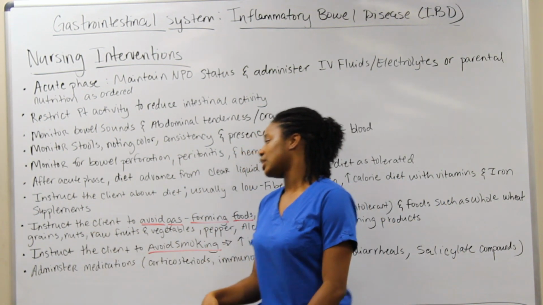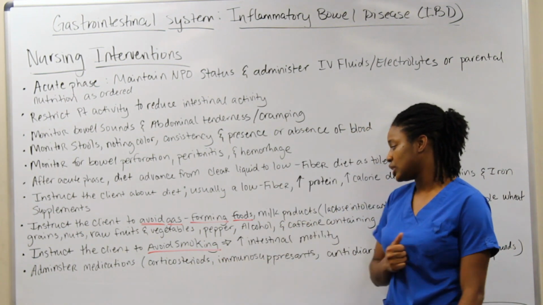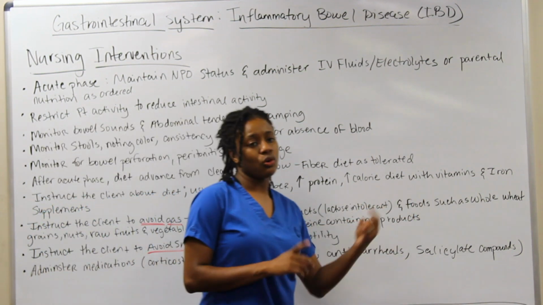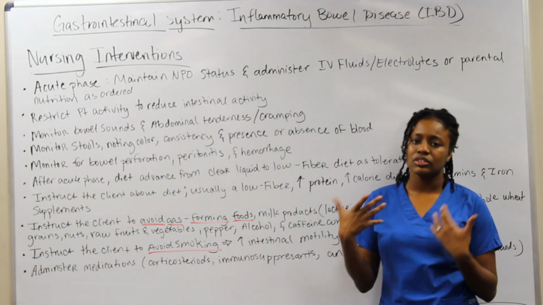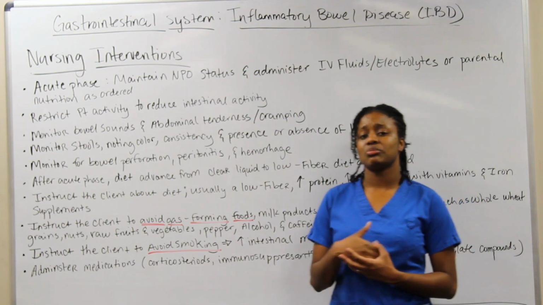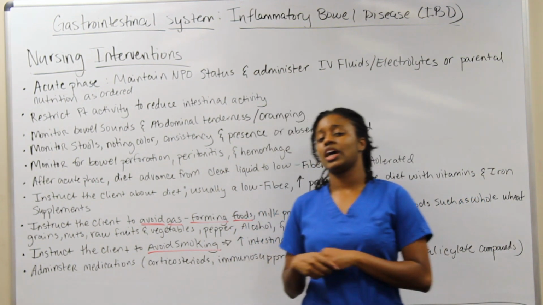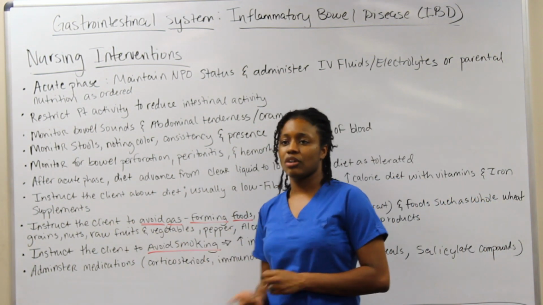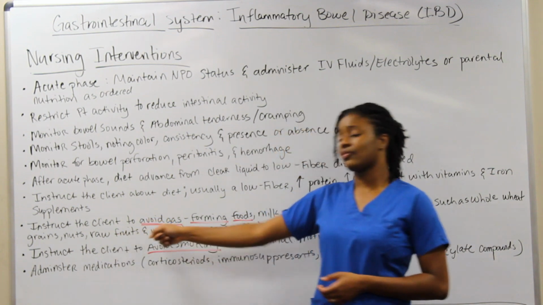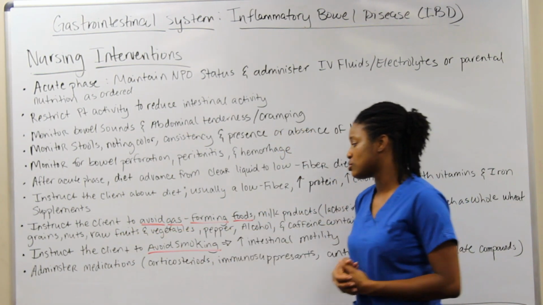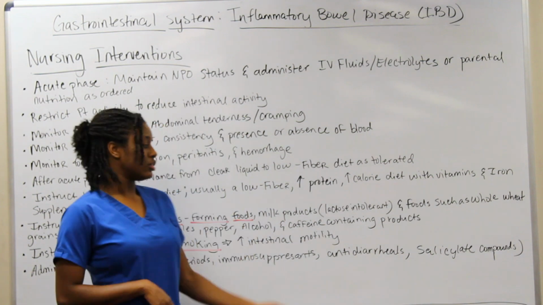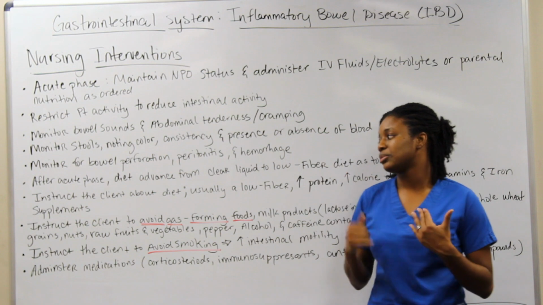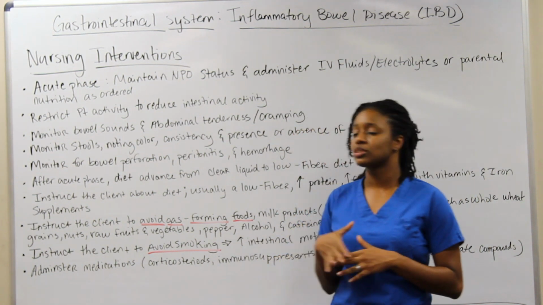Also, you want to instruct the client about avoiding gas-forming foods like milk products, especially if they're lactose intolerant, and foods such as whole wheat grain. You're like, well, I thought that was good, but it has roughage. You want to make sure they're on a low fiber diet because you don't want too much activity going throughout the bowels, okay? Also nuts and raw fruits and vegetables, because again, these are your fiber foods, your peppers, alcohol, and your caffeine products. So you want to make sure that they avoid those things or keep them at a minimum, okay? But for the most part, avoid.